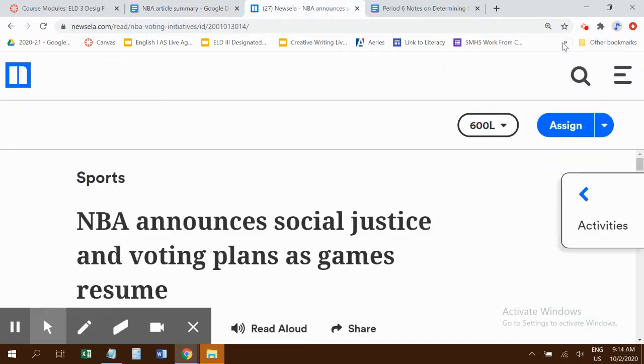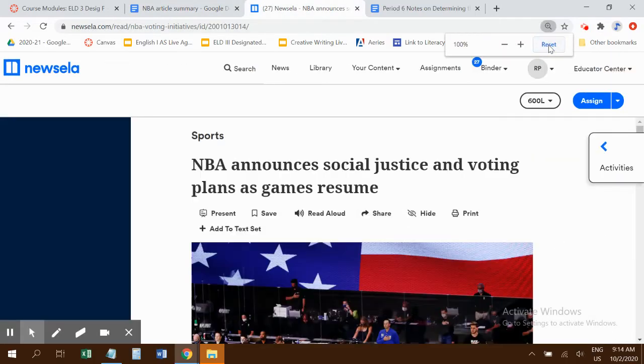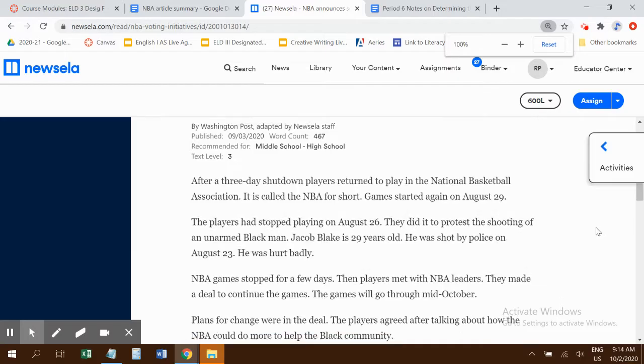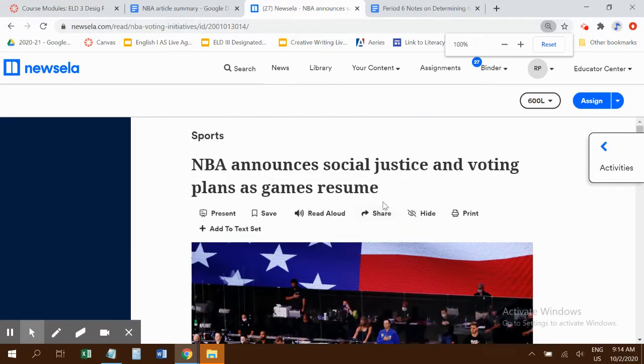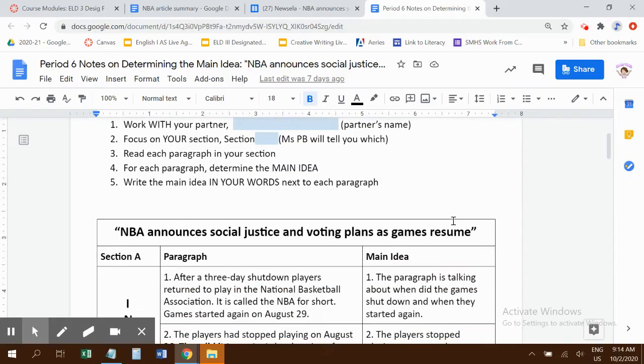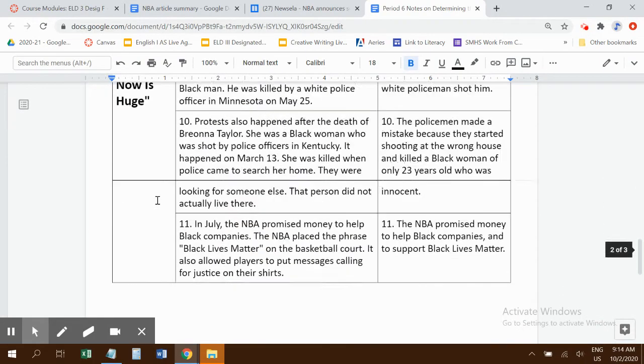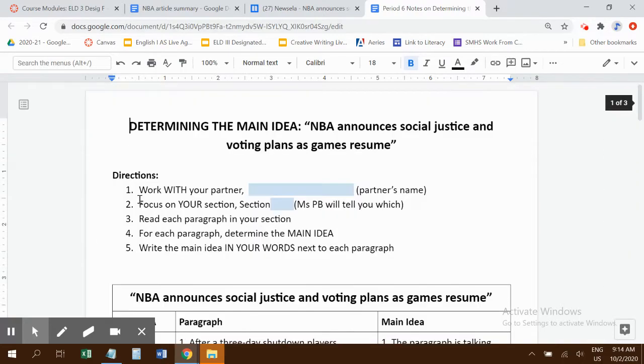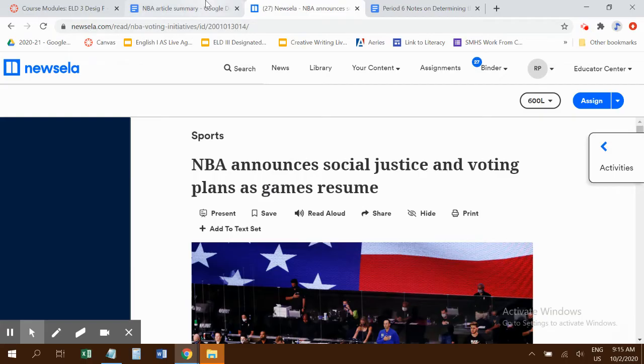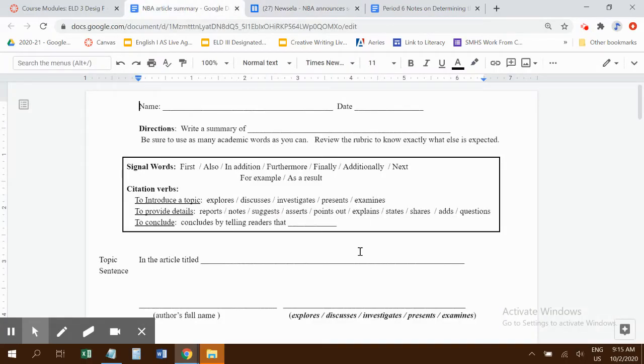I also need my original article to remind myself what I was reading. It's always good to have the original article next to you while you're writing a summary. And I'm going to use my notes from one of your classes about what the main idea of each paragraph was. This is really going to help me decide what's most important to put in the summary.